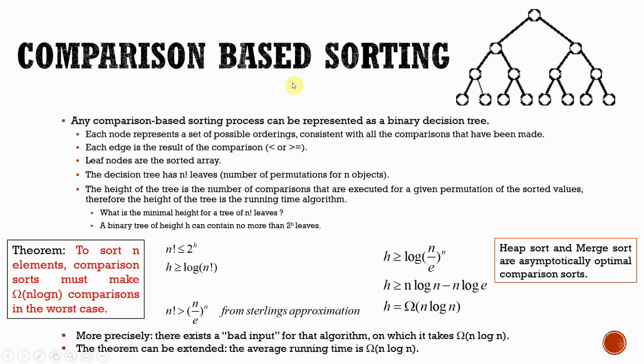Okay. So more precisely, there exists a bad input for that algorithm on which it takes order of n log n comparisons to get from the root to the deepest leaf. And this theorem can be extended for the average running time as well.